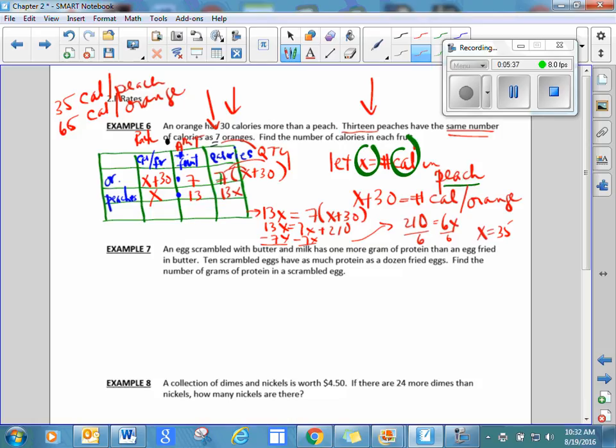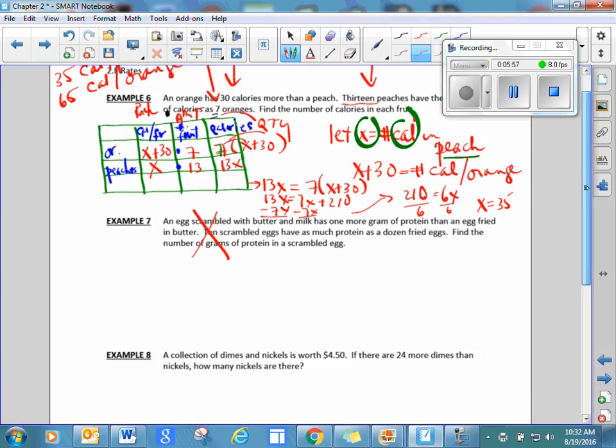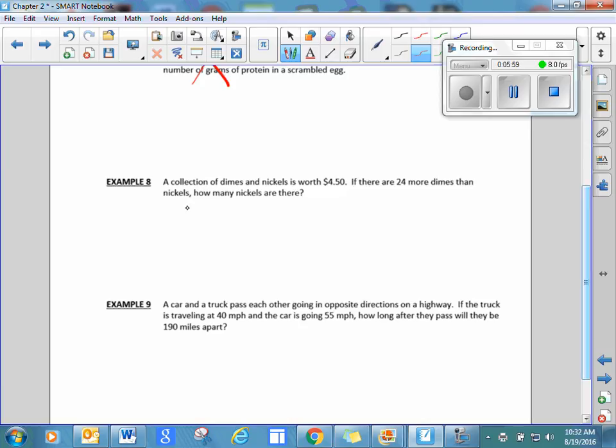Okay, let's see. I am going to skip this scrambled egg problem, and I'm going to give you another problem. I'm going to insert another problem because I think your particular handout is a little bit different. I will come back to example number 7. Let's run on to example number 8.